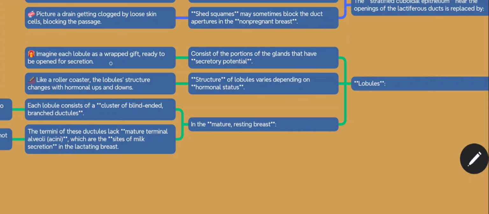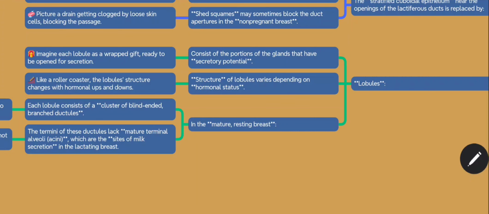Imagine each lobule as a wrapped gift ready to be opened for secretion. So it's like a wrapped gift. It will open and it will give you the gift. The structure of the lobule varies depending on the hormonal status. Like a roller coaster, the lobule structure changes with hormonal ups and downs. Like the moon comes up, goes down.